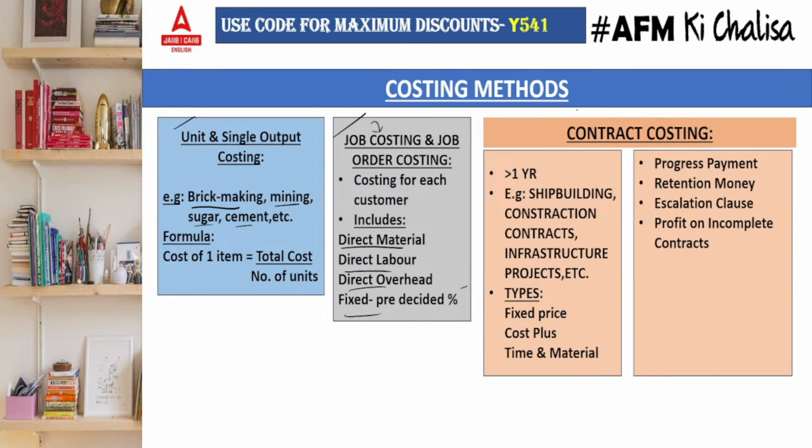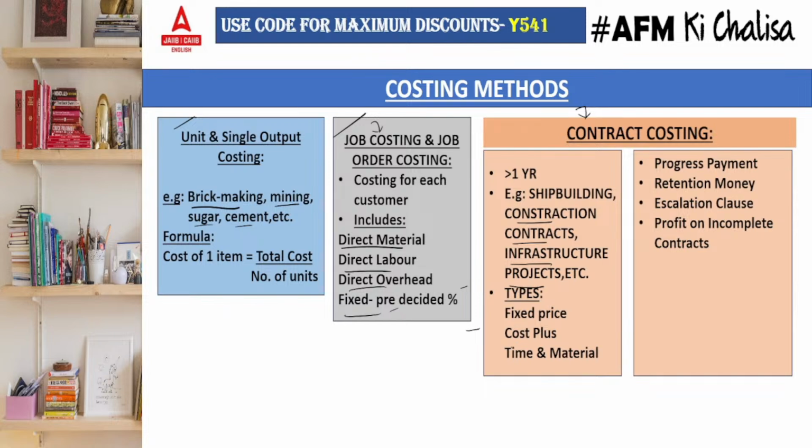Contract costing is what? Contract costing is the costing where you have a contract for production of maybe a house or maybe a bridge, maybe a specific infrastructure, highway and all that. It is normally for more than one year. That includes your shipbuilding, construction, contract, infrastructure projects, all these are covered there.